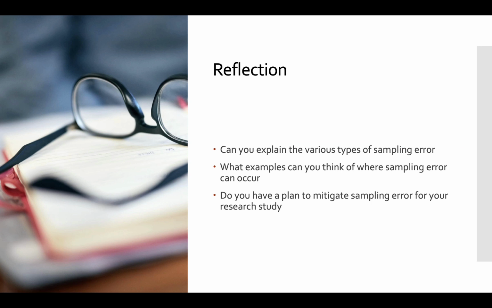So can you explain to me the various types of sample errors? What do you need to look out for? What examples can you think of when you're looking at your own surveys? And do you have a plan to mitigate this for your research study? I know your questions are going to be great because we've already gone through that.